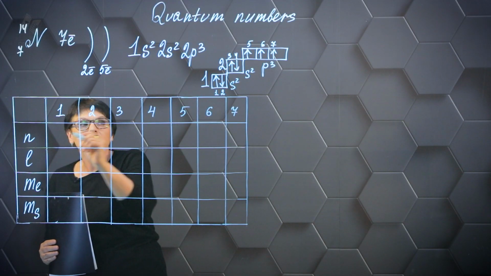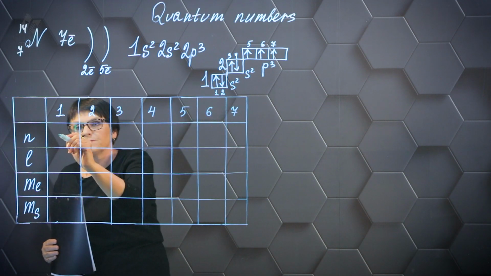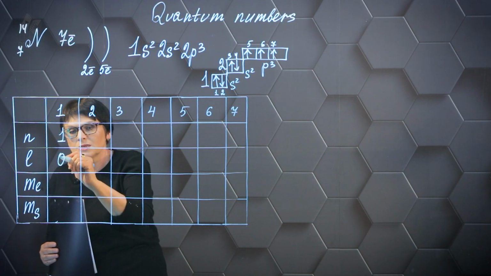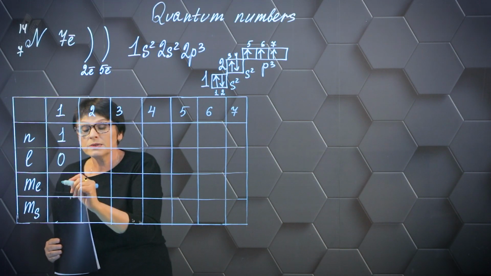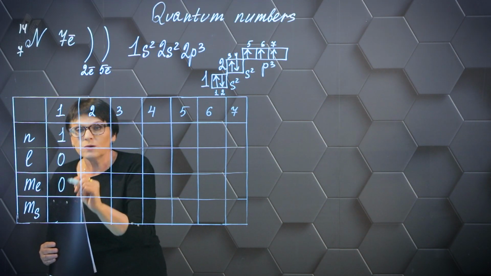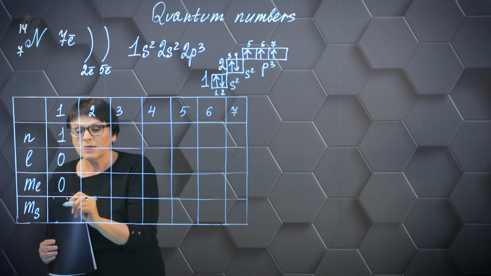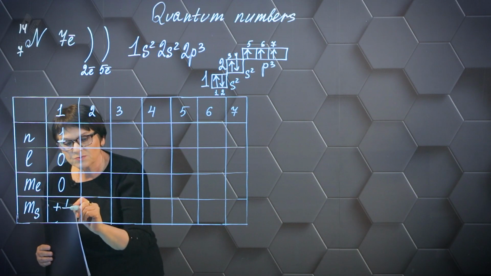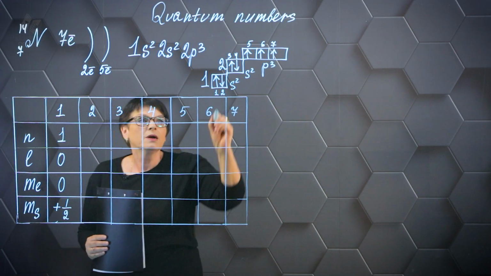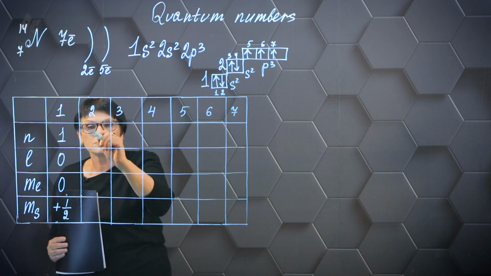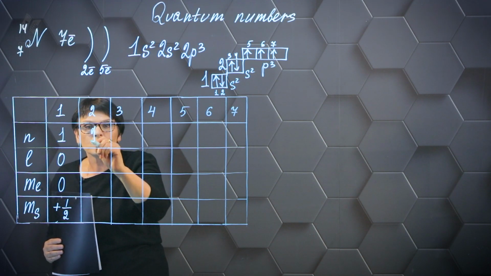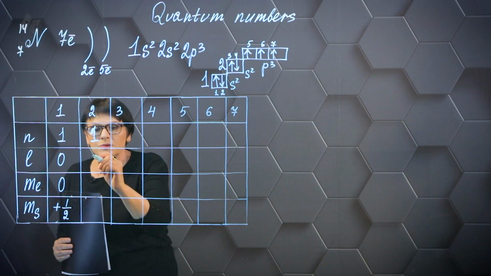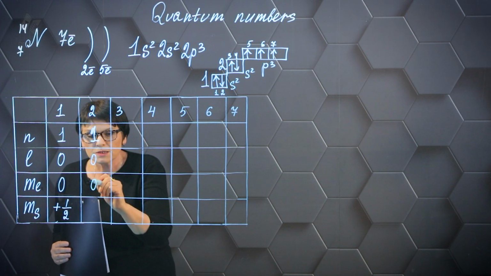The main quantum number, as we can see, is 1 here. This is an s electron, so the orbital number is 0. The magnetic number in this case is 0, because it is plus or minus l, and the spin number, since the electron is up, is plus 1/2. The second electron, which is placed down, has main quantum number 1, orbital number 0, magnetic number 0, but it is placed down, so minus 1/2.